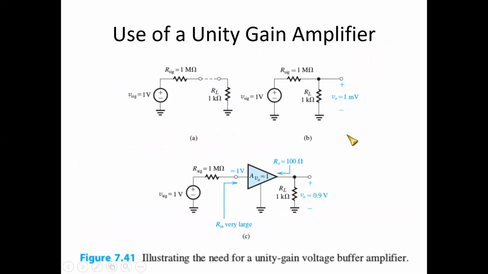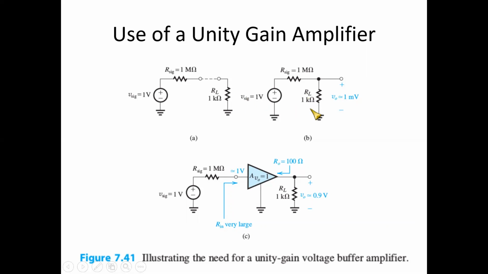Now let us see what is the need of a unity gain amplifier. Why do we need a unity gain amplifier at all? So in a normal picture, when we have a load resistance over here and the source is connected to that like this, then if the value of R sig is 1 mega ohm and RL is 1 kilo ohm and V sig is 1 volt, then naturally the value of the voltage at the output, which is across the RL, will be approximately equal to 1 millivolt. Exactly, if you talk, then V naught is equal to RL divided by RL plus R sig multiplied by the V sig.